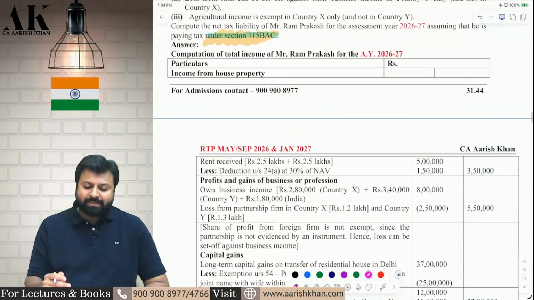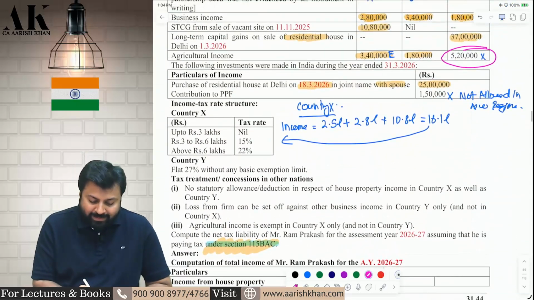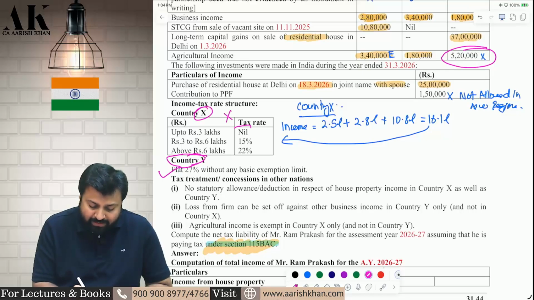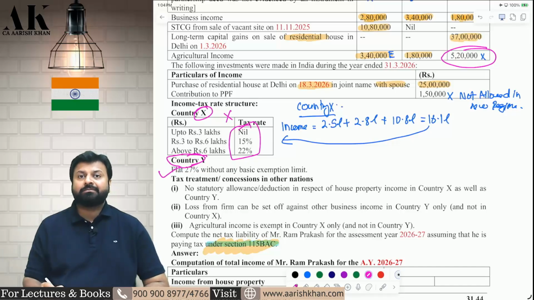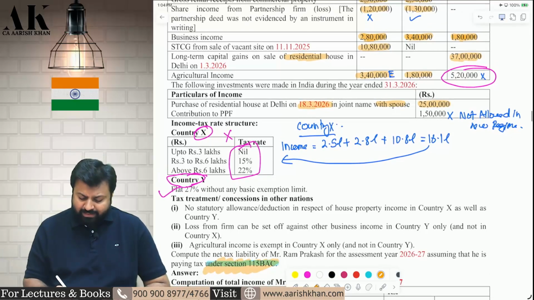Now compare this average rate in India with foreign average rate. Now in country Y the average rate is 27%. But in country X the average rate is not given. They have given the slab rate. So for country X we need to first of all find out the average rate. How will we find out the average rate in country X?